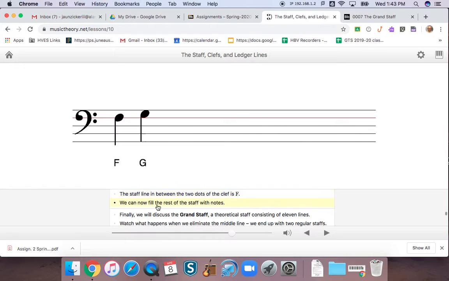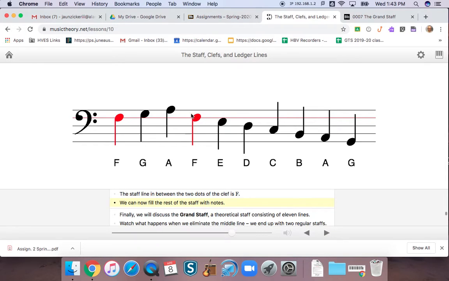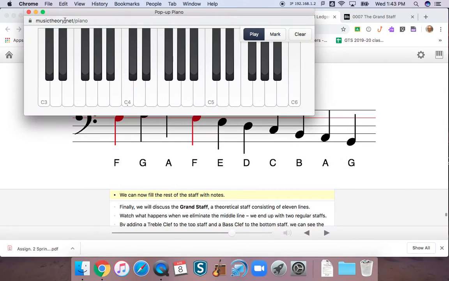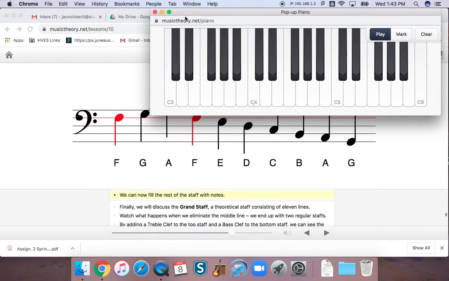We can now fill in the rest of the notes. Okay, so if we go up the staff, we go up the alphabet, F, G, A. If we go down from the F, then the alphabet goes backwards. Down means lower in sound, F, E, D, C, B, A, G. So as you can see, they're in different lines and spaces than treble clef, and there's a reason for that. It's not just random.